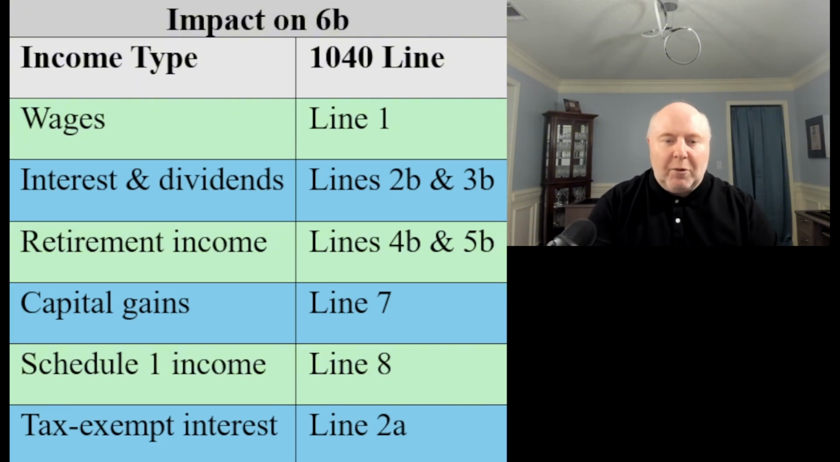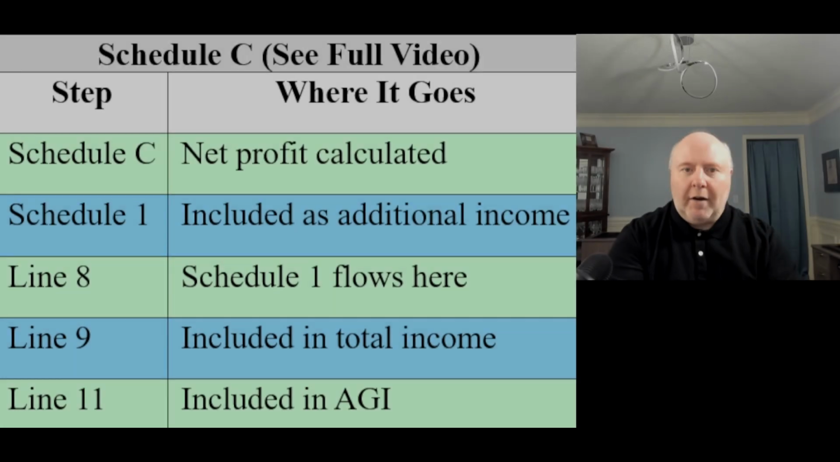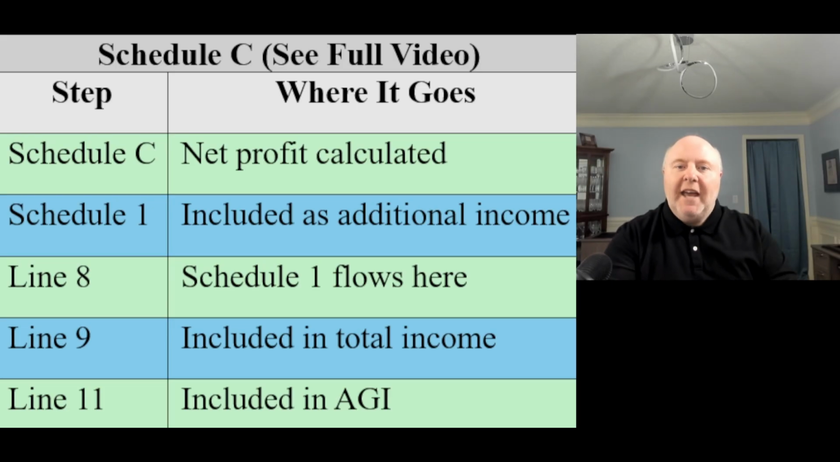So that's not something we're going to spend a lot of detail on, but I just want to quickly show you the flow of Schedule C. All right, so now we're looking at the Schedule C table. And what you're going to see on the Schedule C table is that we initially use the Schedule C in order to come up with our net profit. But once we use Schedule C, that flows on over to Schedule 1.